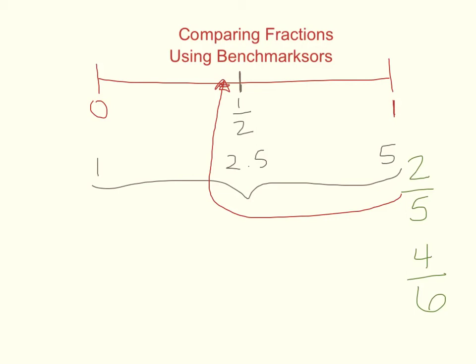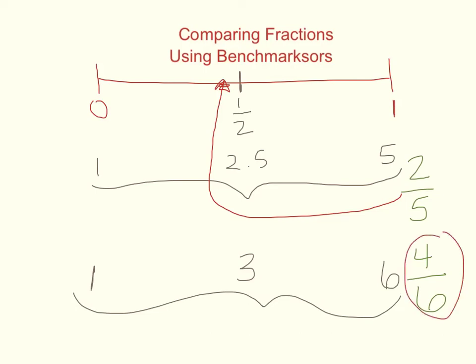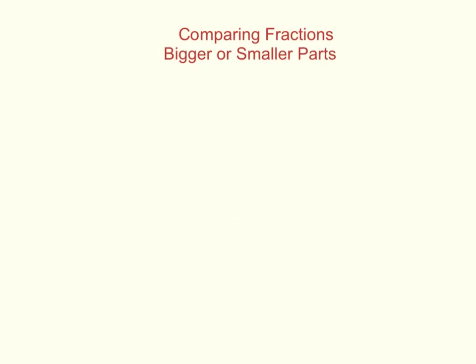Now, what about our 4/6 on our number line? This would be 1 and this would be 6, and we know that the halfway point from 1 to 6 is 3, correct? So this is representing 6 on our number line, and 4/6 would be 1, 2, 3, 4, about right here on our number line. So, comparing 2/5 and 4/6, we know that 4/6 is greater than 2/5 and 2/5 is less than 4/6. Benchmarks are a great way to compare fractions.